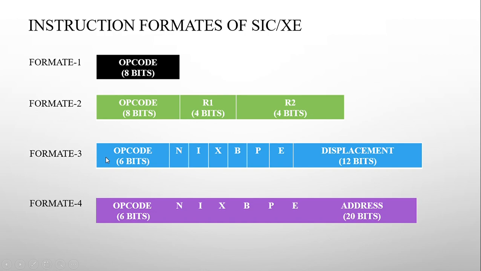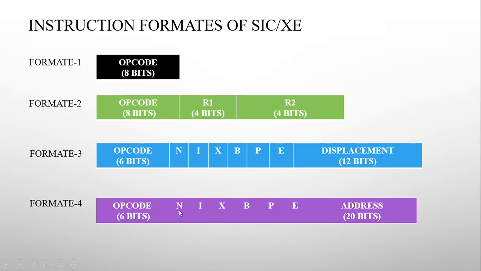Next, format 3, which is of 24 bits. Out of 24 bits we have 6 bits for opcode, the next 6 bits for addressing modes and the next 12 bits for displacement. Next, format 4. Format 4 consists of 32 bits. Out of 32 bits, we have 6 bits for opcode, the next 6 bits for addressing modes, and the next 20 bits for address. Here the addressing modes are single bits.